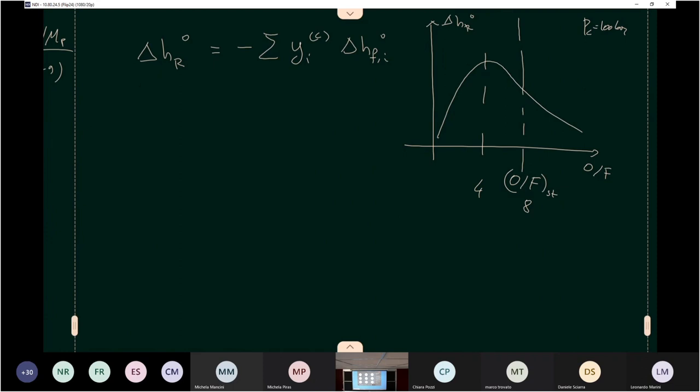And the reason is that we have different terms here. We have Y, and we have delta h. And of course, what will be the point where we have this maximum heat release? It will be the conditions, if possible, where we have the maximum Y for H2O, which is the only exothermic product that we have in the reaction.